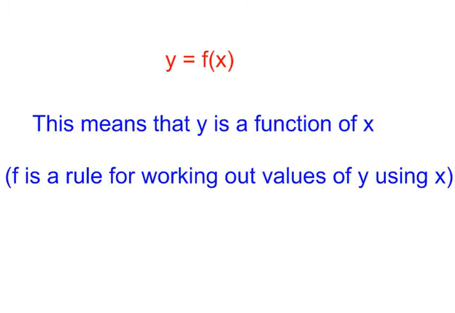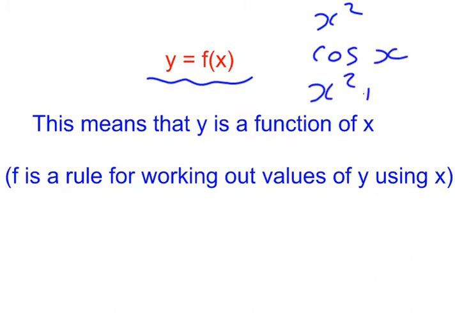Now first of all, we need to get used to function notation. Here it says y equals f(x). What that means is that y is a function of x. So f is a rule for working out values of y using x. This function could be anything involving x. It could be x squared, it could be cos x, it could be x squared plus 2x plus 3. There are lots of different options of what it could be.